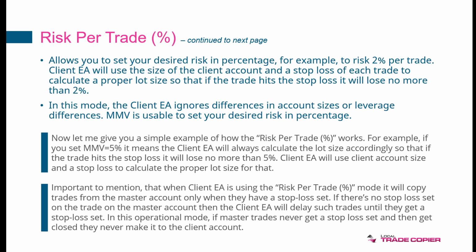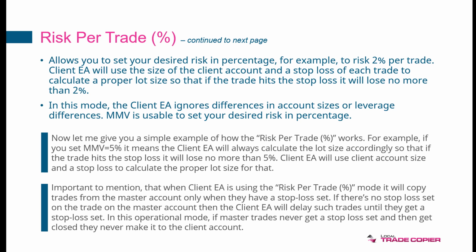It's very important to mention that when client EA is using this mode, it will copy trades from the master account only when they have a stop loss set. If there is no stop loss set on the trade on the master side, then the client EA will just delete such trades. It won't copy them until they get a stop loss. In this operational mode, if the master trades never get a stop loss set and then get closed, they never make it to the client account.